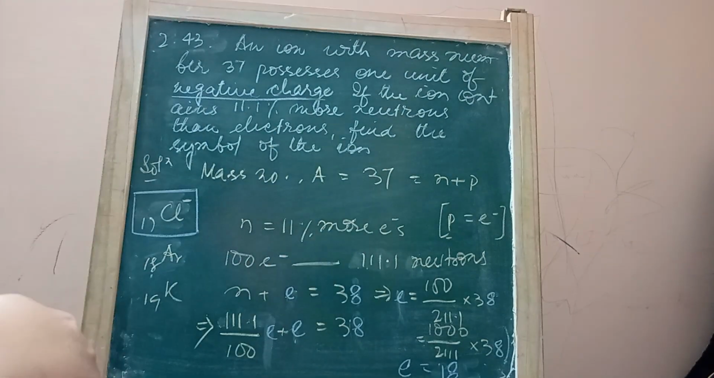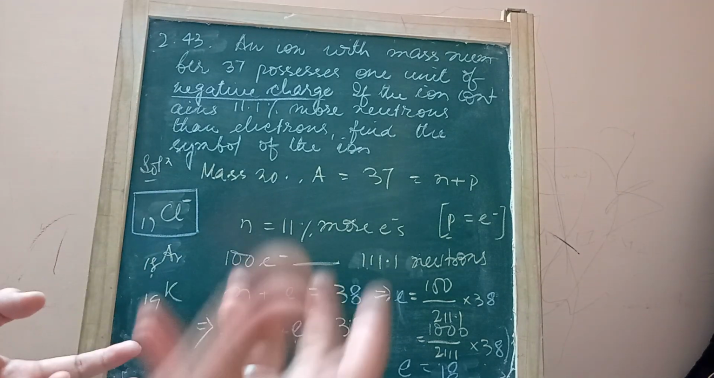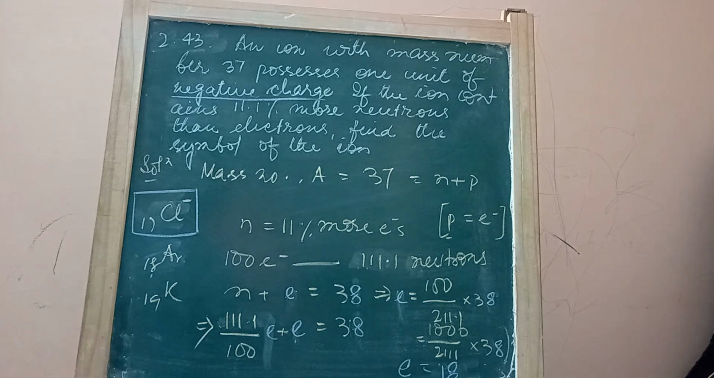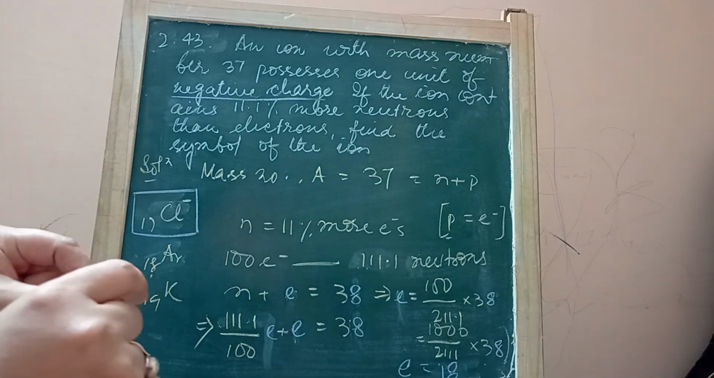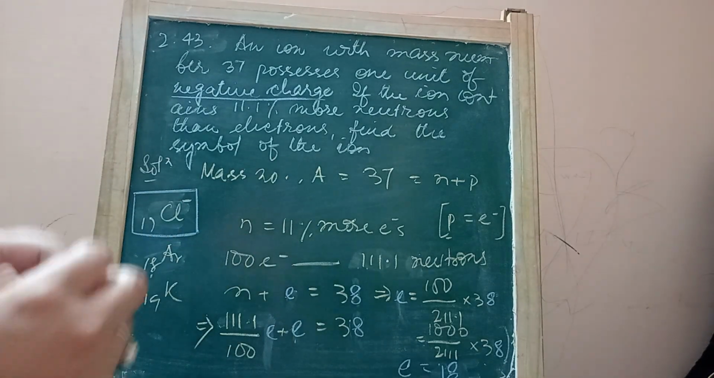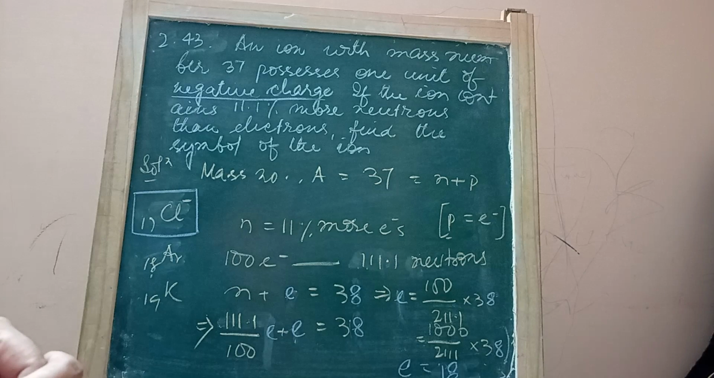If it has additional electrons, then it will carry a negative charge, and it is called an anion. Or if it has fewer electrons, then there will be a net positive charge, and it will be called a cation. So whatever it is, an ion is not a neutral species, not an atom, but a charged species. An ion means a charged species.